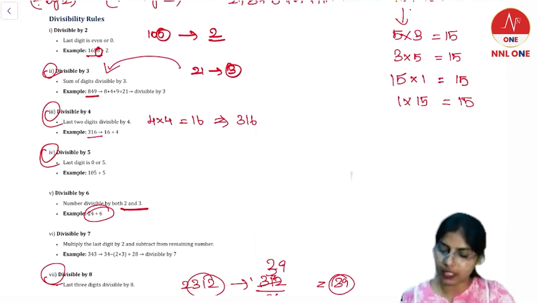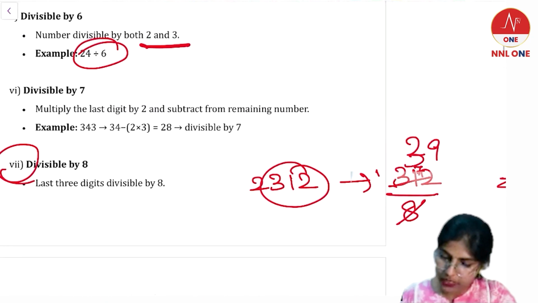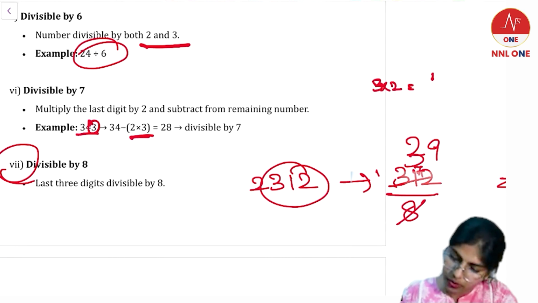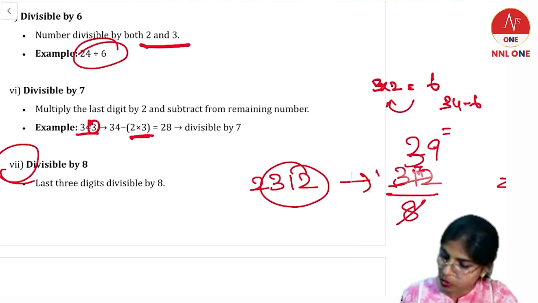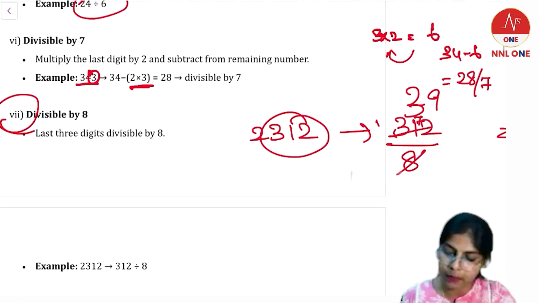Okay, now we'll see the divisibility rule of 7. For the divisibility rule of 7, we have to multiply the last digit by 2 and subtract it from the remaining number. For example, 343. We multiply the last digit by 2. 3 into 2 is 6. And we subtract it from the remaining one. 34 minus 6. What is 34 minus 6? It is 28. 28 is definitely divisible by 7. And so the entire number is going to be divisible by 7.